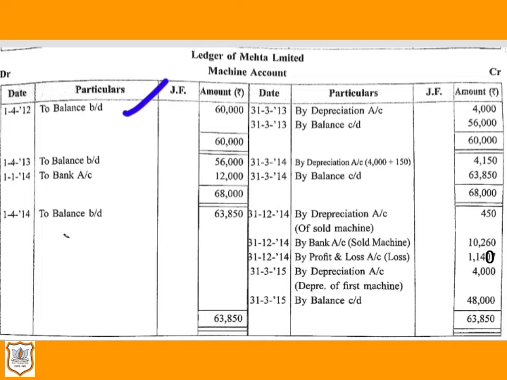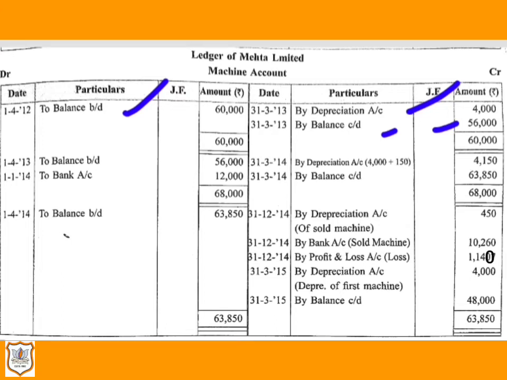Now at the end of this year we will charge depreciation, that is rupees 4,000. So we will show it on the credit side of the machine account. Then the total amount on the debit side is more, that is 60,000, and if we deduct 4,000 from 60,000 we will get 56,000, that is the closing balance at the end of this year. So here we will write "By balance carried down" at date 31st March 2013.